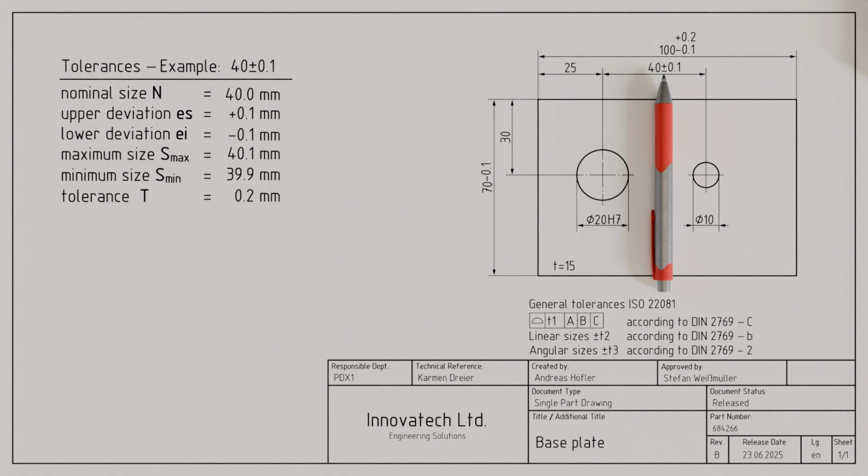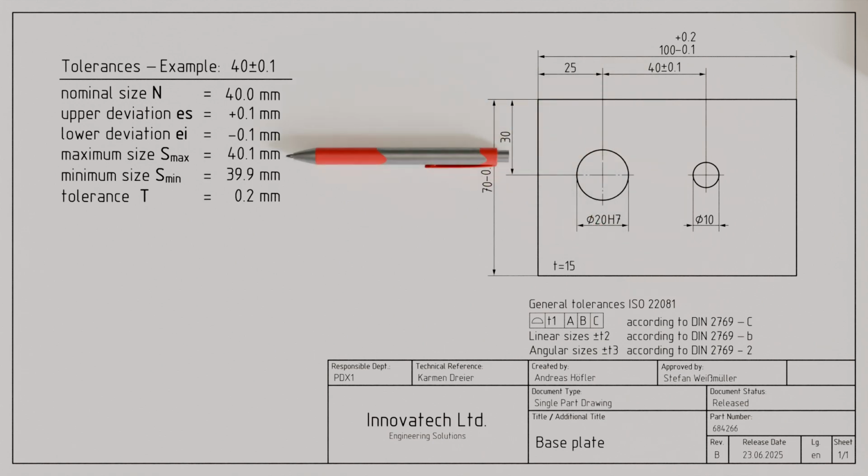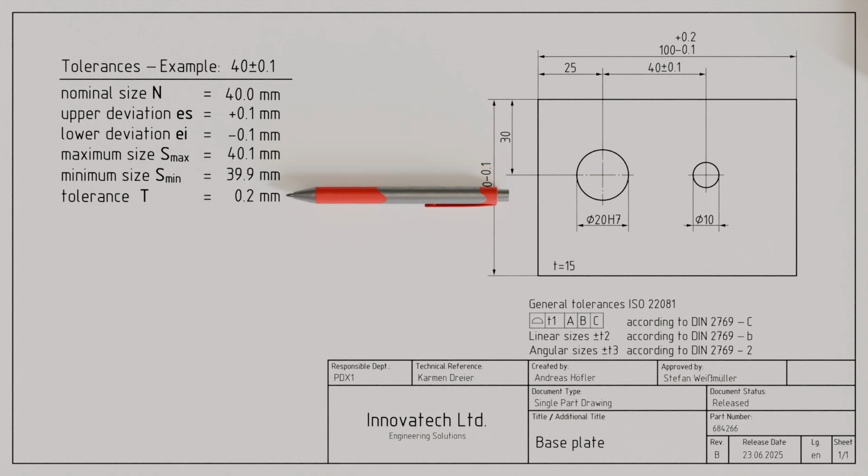In this example, the maximum size of the distance between the hole centers is 40.1 mm, and the minimum size is 39.9 mm. The dimensional tolerance for symmetrical deviations is always twice the value of the individual deviation. In our case, this results in a total tolerance of 0.2 mm.